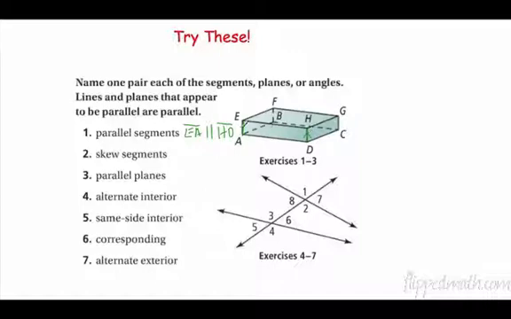You could also draw these on here. You could have had HD as parallel to GC, FB. You see there's a ton. EH, AD, DC, HD. There's absolutely a ton. Skew segments.